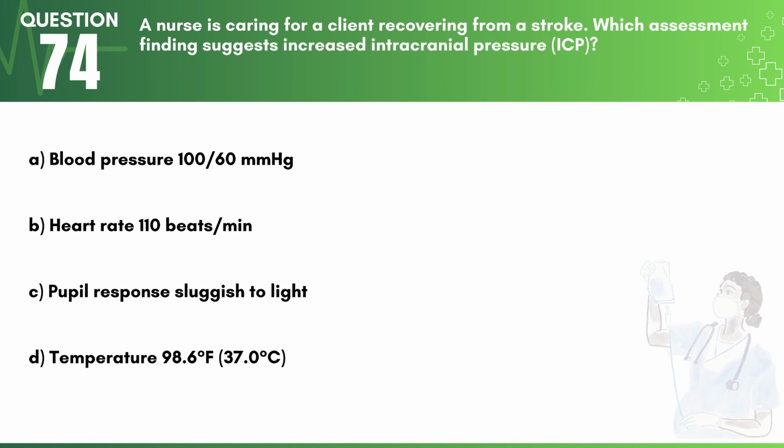Question 74. A nurse is caring for a client recovering from a stroke. Which assessment finding suggests increased intracranial pressure, ICP? A. Blood pressure 100/60 mmHg. B. Heart rate 110 beats/min. C. Pupil response sluggish to light. D. Temperature 98.6 degrees F, 37.0 degrees C.